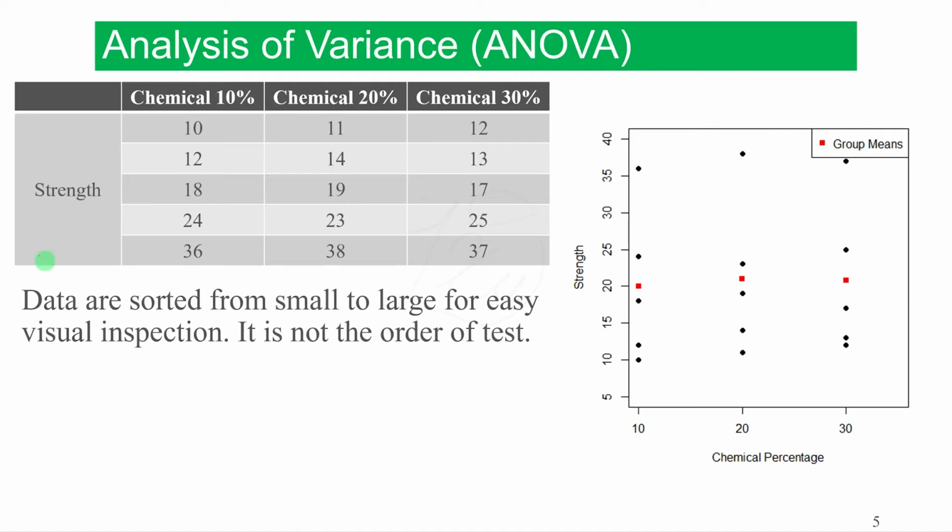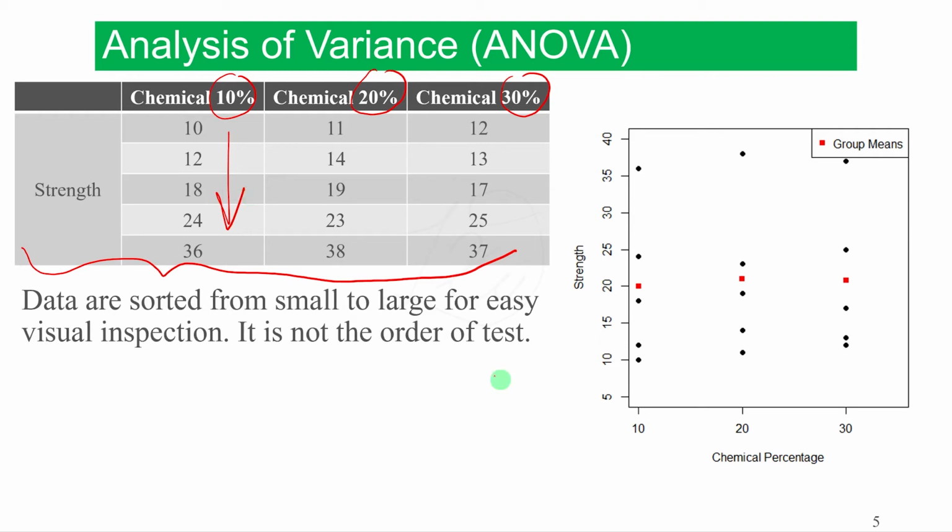Let's look at this dataset. We have different chemical-treated materials with added chemical of 10%, 20%, and 30%. For each chemical concentration, we have done 5 strength tests. Note that I have sorted the data within each group from small to large numbers. It is only for easy visual inspection, and they are not in the order of the test sequence, because the test would have been done in a completely randomized designed experiment. We would like to know, does chemical concentration have an impact on material strength?